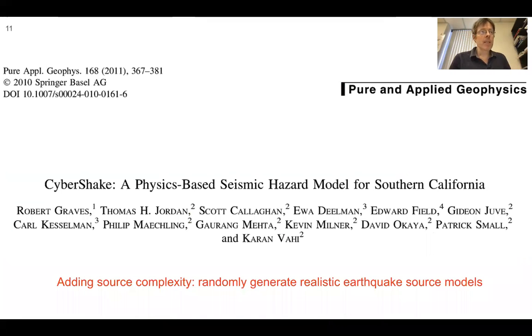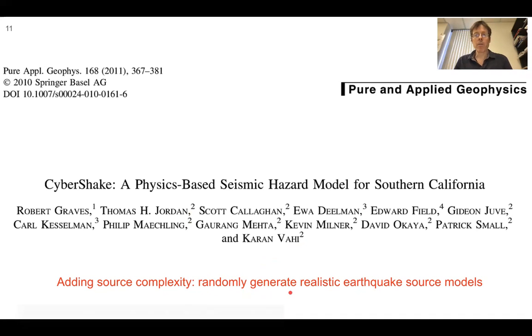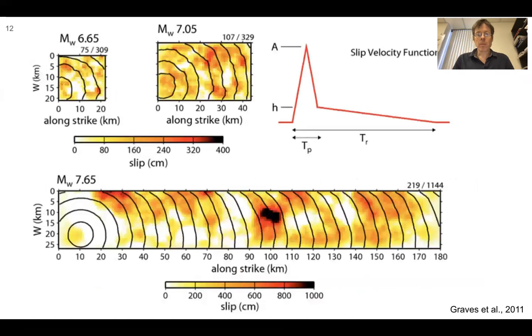These were done by a team with the Southern California Earthquake Center, and to show how things evolved since 2006, the next big leap was a more holistic model in Southern California, where they're looking at all kinds of different sources, randomly generating realistic large sources on faults in Southern California, and trying to understand what that means about the expected ground motions at different places in Southern California. So this was published in 2011.